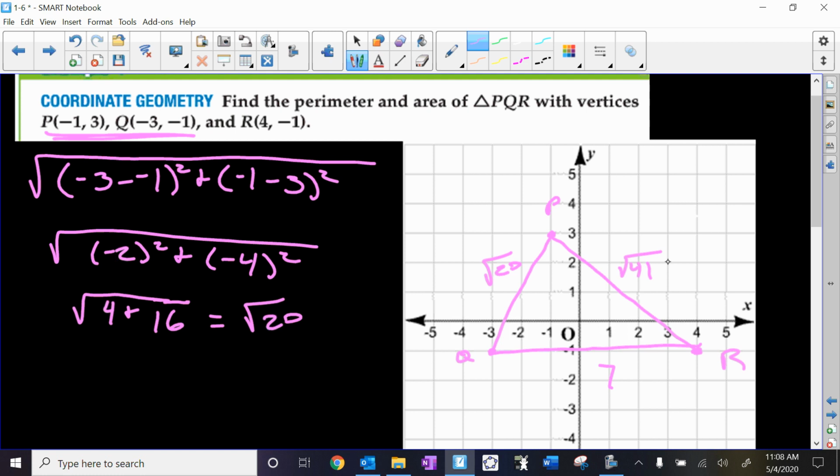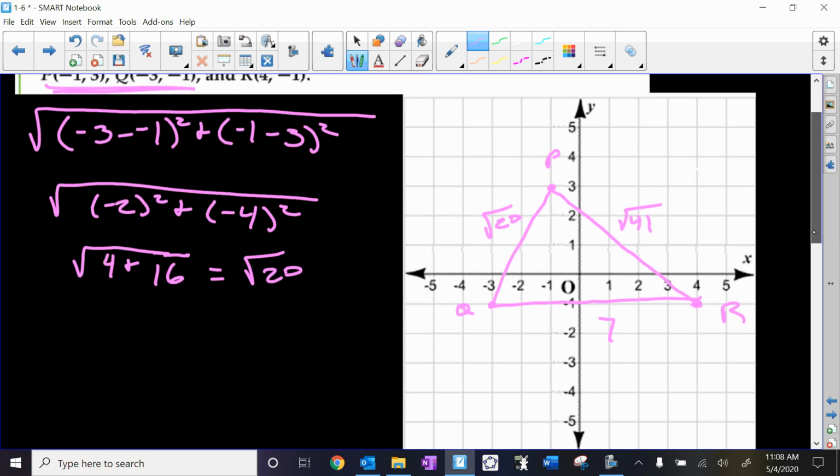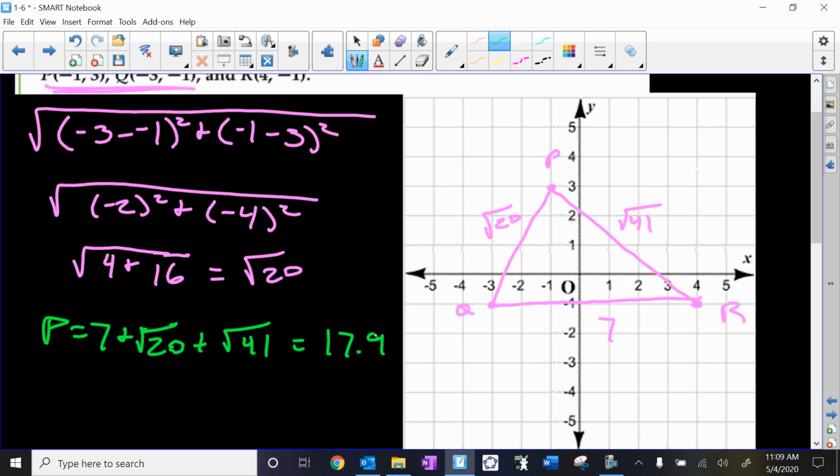Now to find our perimeter, we can just plug into our calculator 7 plus the square root of 20 plus the square root of 41. And when we do that, you can get a decimal answer of approximately 17.9 units if you want to put a label.